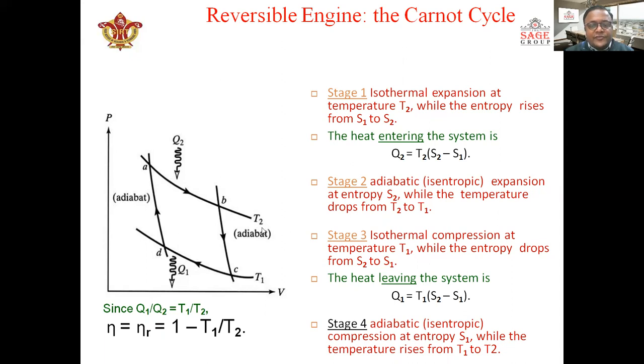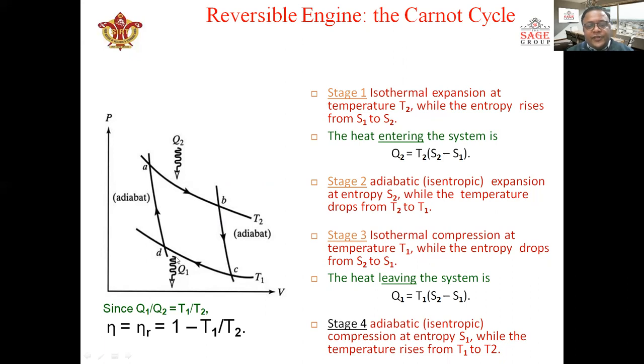Stage 2 is called the isentropic or adiabatic process, where the temperature decreases and the entropy remains constant. No heat enters from the surroundings to the system and no heat leaves from the system to the surroundings. This takes place in the B to C process.